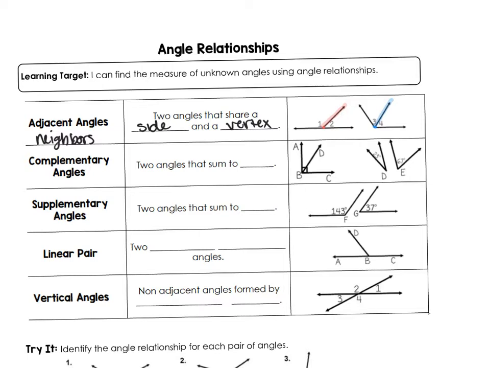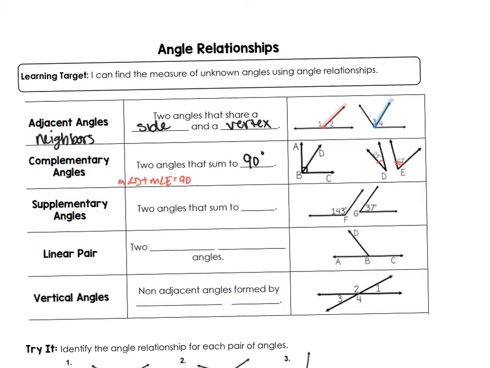Complementary angles are angles that sum to 90 degrees. So we can see that in angle D and angle E. These angles, if I add them together, 23 plus 67 gives me 90 degrees. So I could say the measure of angle D plus the measure of angle E is 90 degrees.